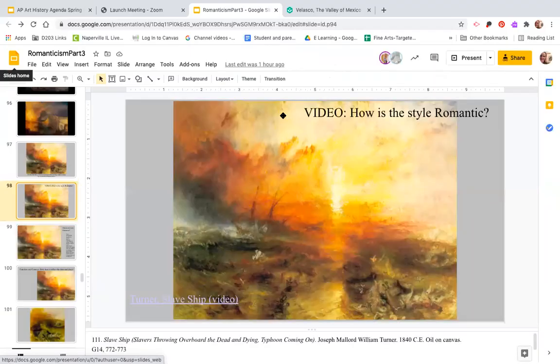Okay, so let's go ahead and focus on how it is romantic. So what are some of those characteristics that you guys saw? What are some of those characteristics? How about Emily? Can you give me one?